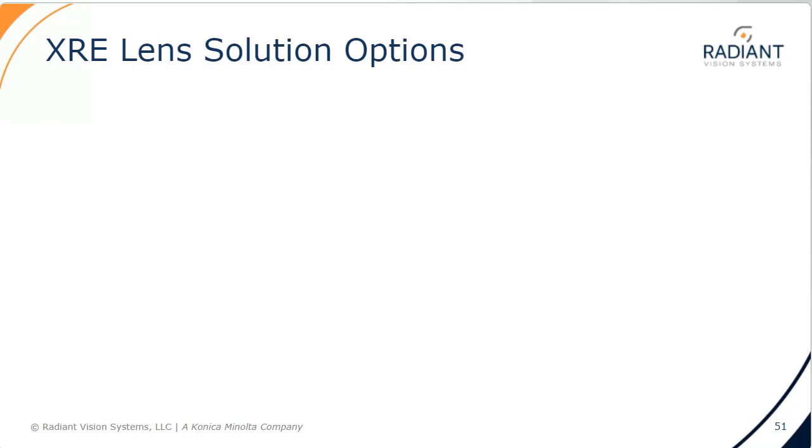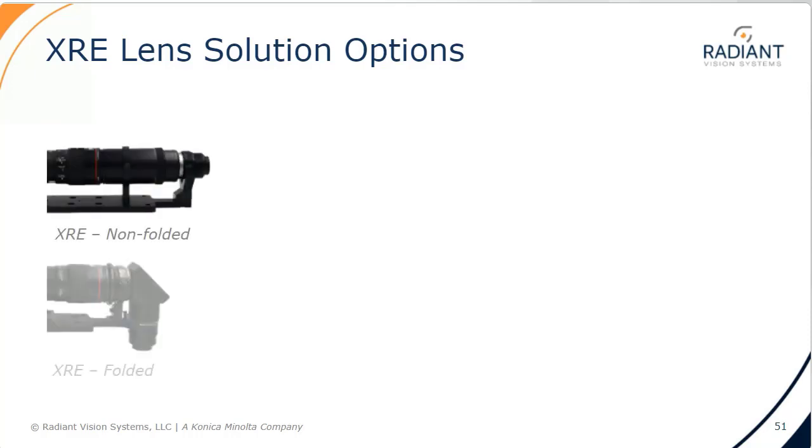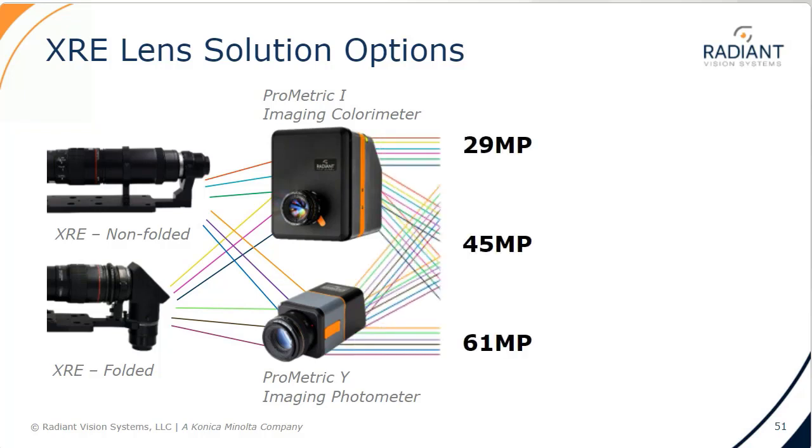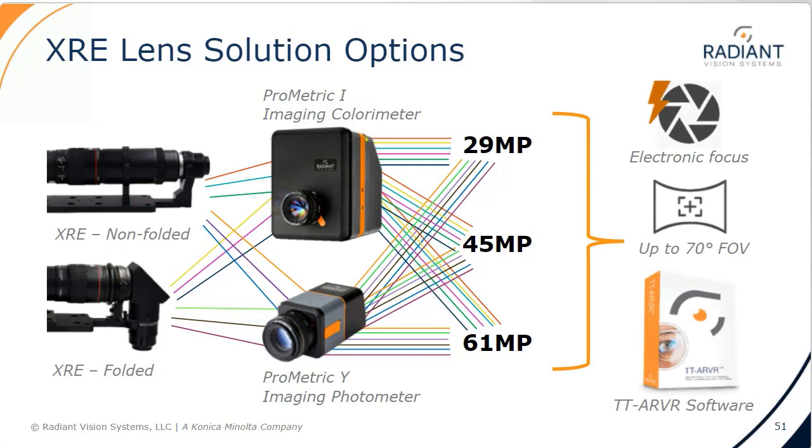These are the available specifications we have discussed. First, you have your choice of folded or non-folded optical configuration of the XRE lens. This lens can be paired with either an imaging colorimeter for color measurement or an imaging photometer for brightness measurement only. Each photometric imaging system comes in several resolution options with a choice of 29, 45, or 61 megapixels to ensure optimal pixels per degree, and every XRE solution comes with electronic focus capability, a full angle field of view of up to 70 degrees, and works with TT-ARVR software for rapid automated testing, whether in R&D or production stages. The high flexibility of the solution is designed to eliminate the need for custom designs. Our goal is an effective and efficient solution that covers a range of measurement scenarios, ultimately saving you cost and time to deploy for testing.